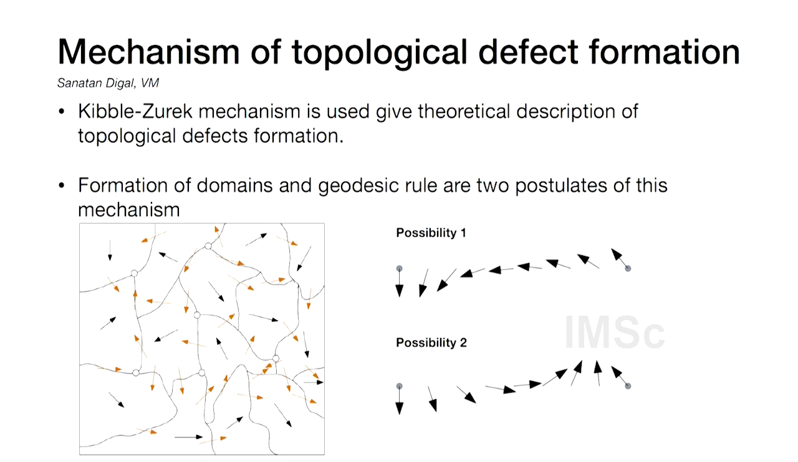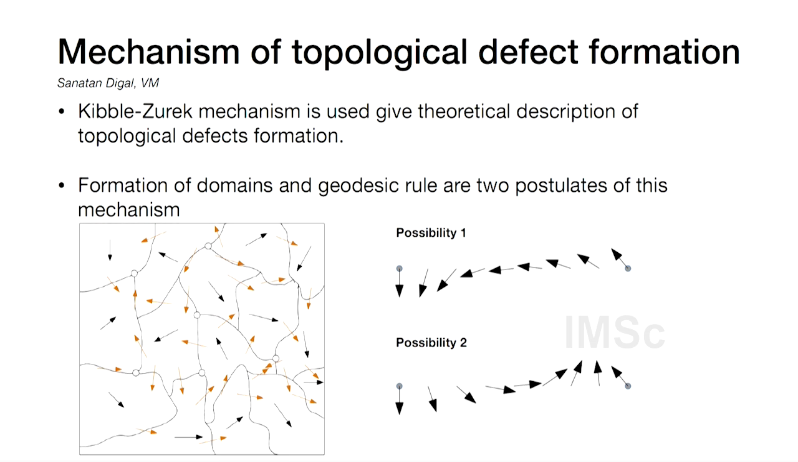So the second problem we are talking about is effect of thermal fluctuations on the mechanism of topological defect formation. The Kibble-Zurek mechanism is used to give a theoretical description of topological defect formation. It has two postulates. One is that there is formation of domains, and the second one is the geodesic rule.